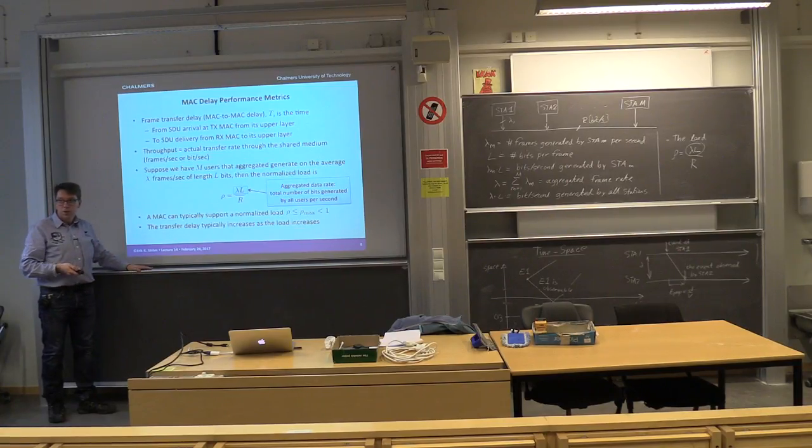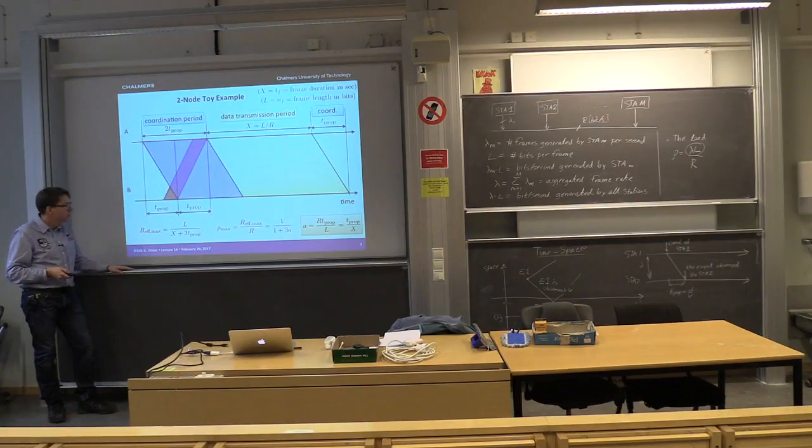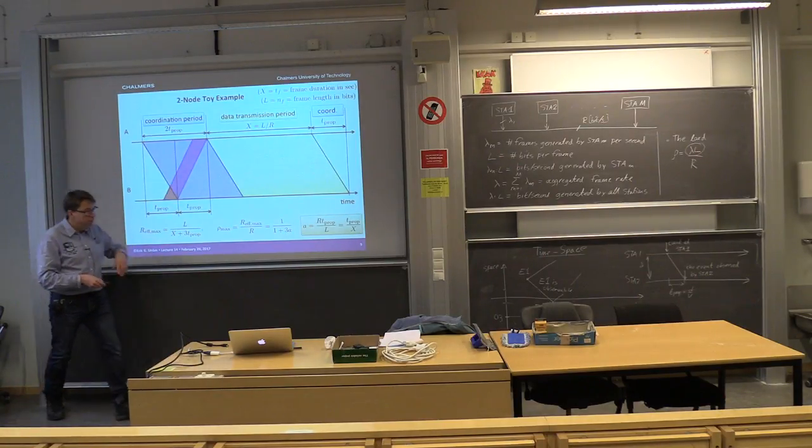Okay, so now when we know this, let's calculate the performance metrics for this particular system. It was super simple. I only had 2 nodes and then a simple protocol like this. No errors, nothing like that. So what is the effective rate we can generate of this? Well, as we did previously, it's the number of useful bits divided by the time it takes to transmit those bits.